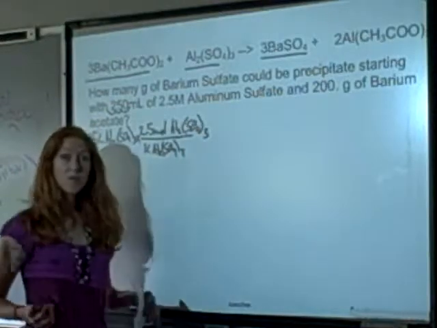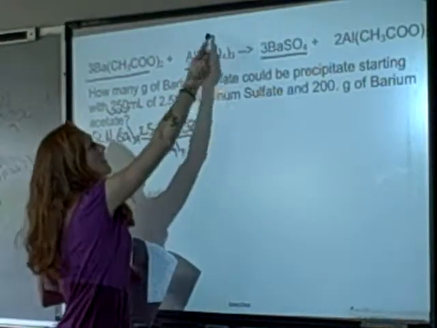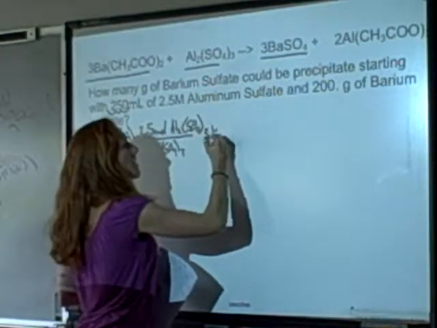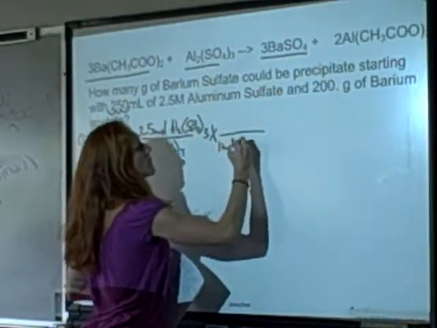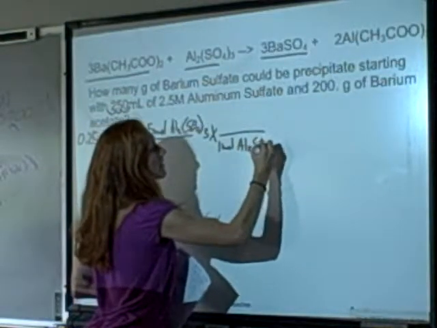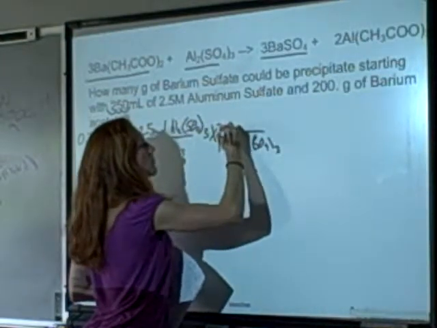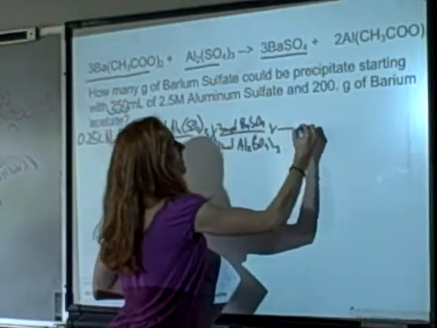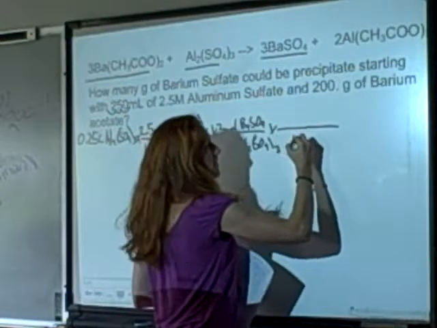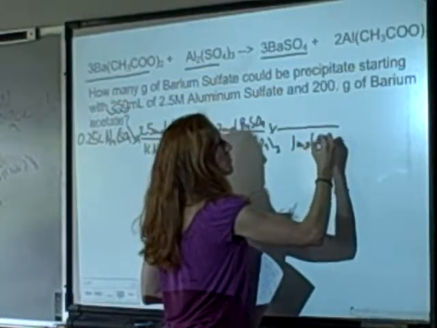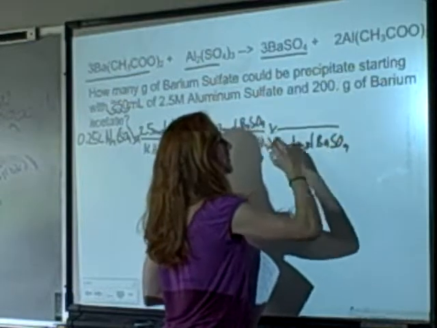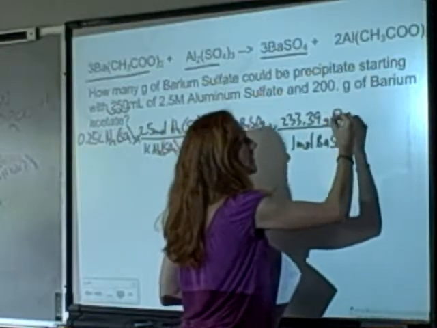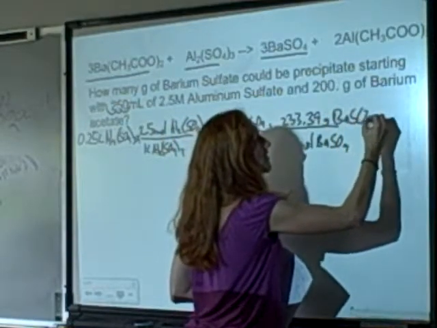Okay, so that tells me the moles of aluminum sulfate. Then I can relate this to this, because 1 mole of this is used for every 3 moles of that are made. So 1 mole of aluminum sulfate is used for every 3 moles of barium sulfate that are made. And then, since we're looking for grams, I'm going to have to say how much this weighs. So 1 mole of barium sulfate is present for every 233.39 grams of barium sulfate. That was the molar mass that we already saw.